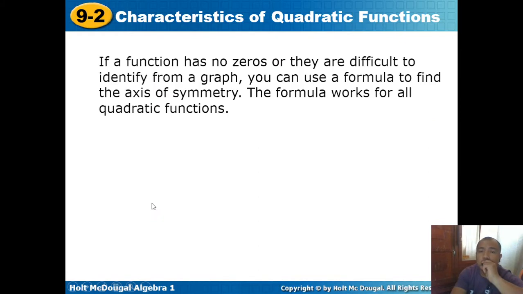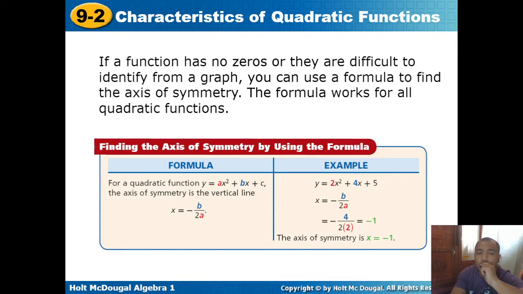If a function has no zeros or they are difficult to identify from the graph, you can use a formula to find the axis of symmetry. The formula works for all quadratic functions. So the formula is x equals negative b over 2a. And that is actually the formula for h in the vertex.